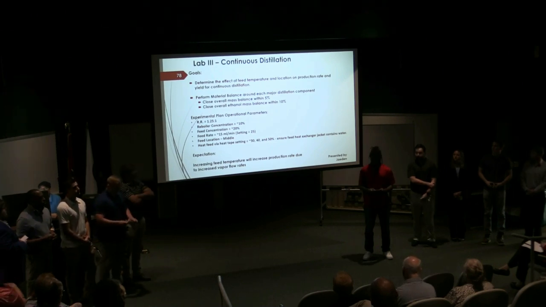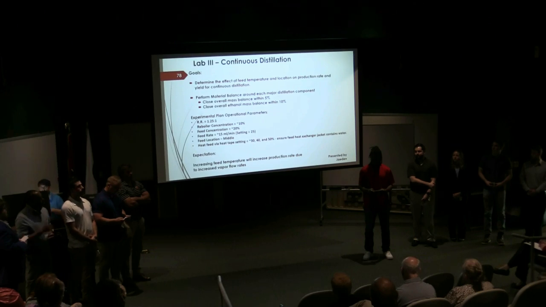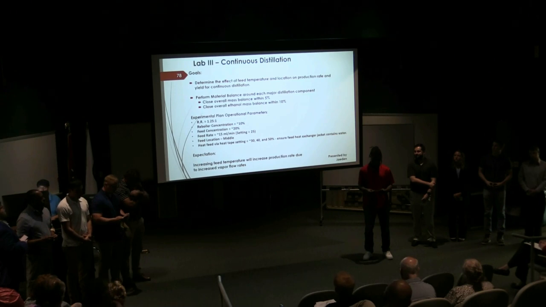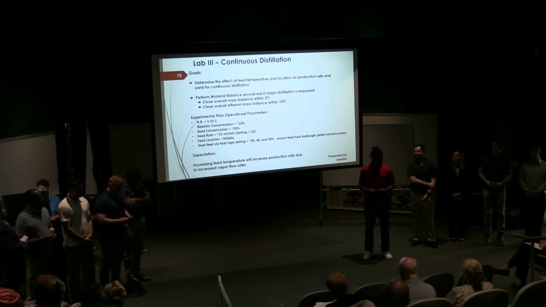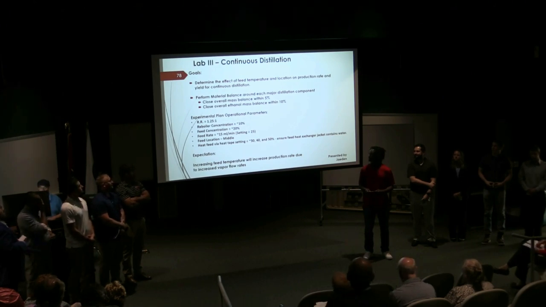Our experimental plan was to look at a reflux ratio of 1.25 to 1. This was determined from the day cohort when they ran a 10% reboiler solution. Our feed concentration was approximately 20%. Feed location for our experiment was in the middle. The 1410 class operated at the bottom of the column. Our heat tape settings were 30, 40, and 50%. We expected that increasing the feed temperature would increase the production rate due to increased vapor flow rates.